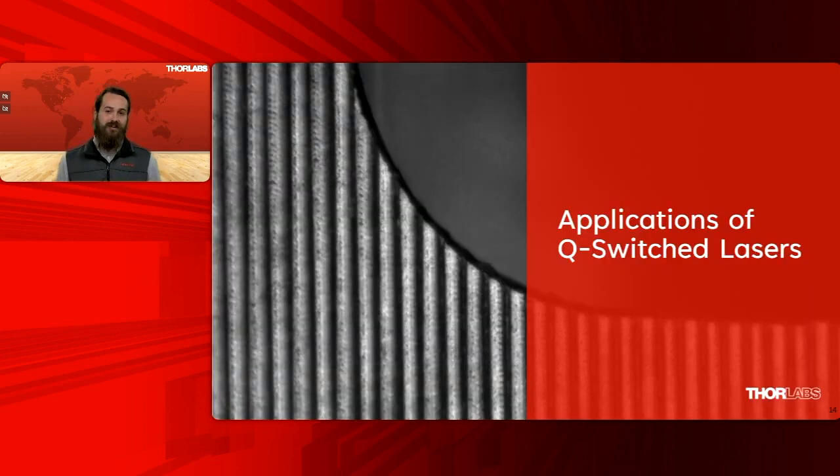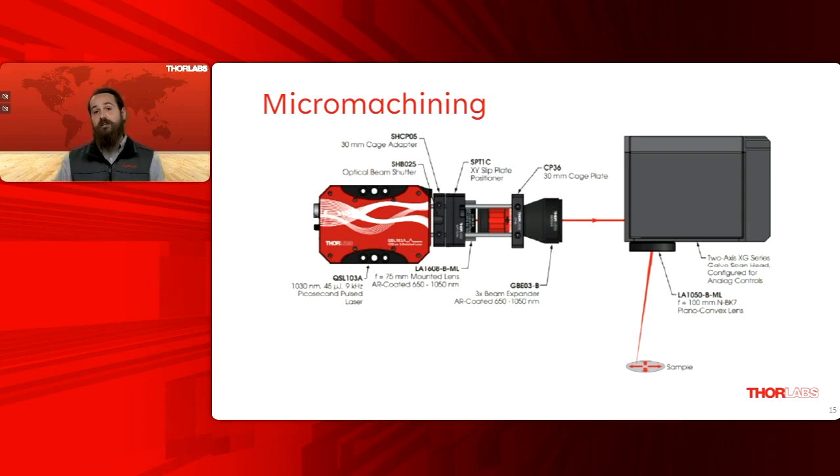So now that we understand how they work, let's talk about some applications. Micromachining is a large application, so I want to take a little bit of time to show a typical micromachining setup. Here we've got our laser. We've got some conditioning optics. In this case, it's a collimator to collimate the beam and a beam expander. That beam expander will allow us to get a smaller spot size on the other end.